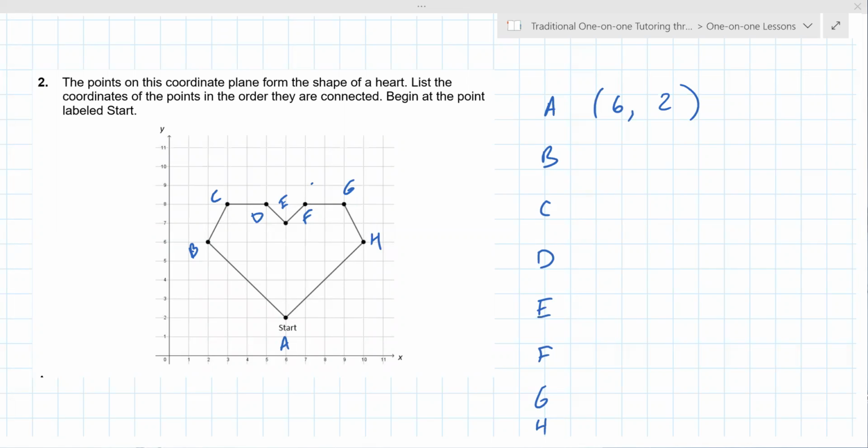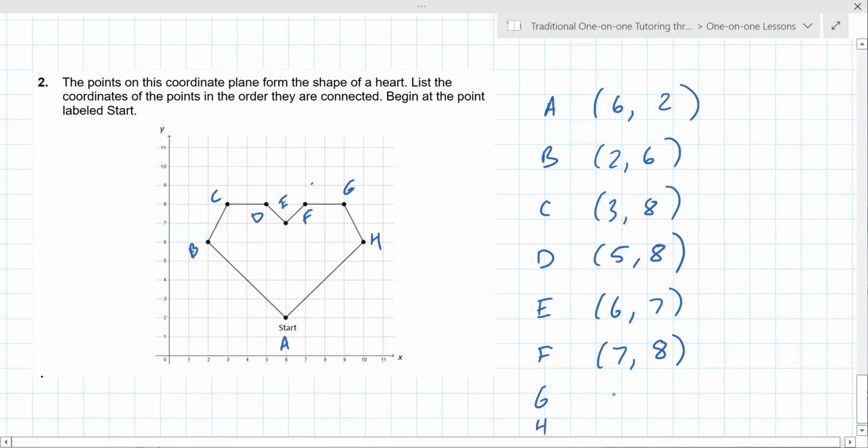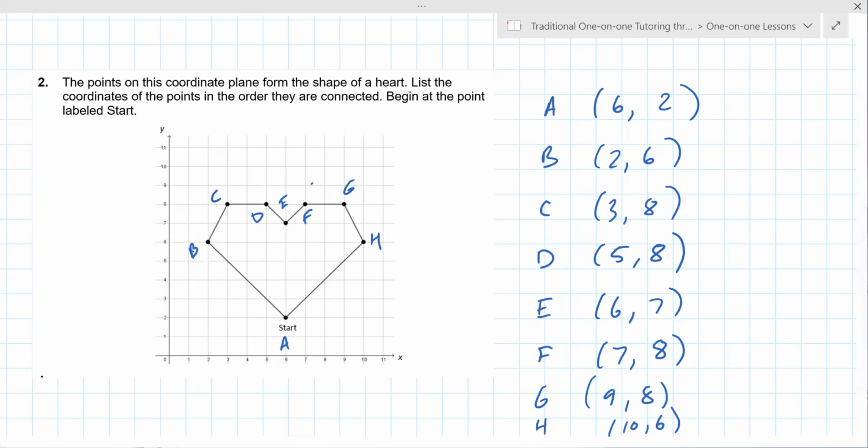Okay, so 6,2 for A. B is 2,6. C is 3,8. And D is 5,8. How are you doing so far on this list? Yeah, so far so good. Then E is 6,7, F is 7,8, and G is 9,8, and then H is 10,6. Yeah, I got all of them right. Fantastic. Okay, so there's only one more part to this assignment. It's great that we were able to get through it so quickly.